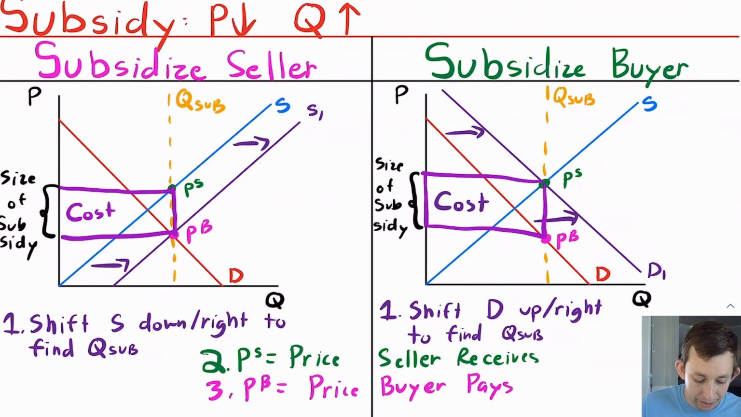So what's going to happen here, I'm going to shift the supply curve to the right by the size of the subsidy. So maybe now instead of a tax of 20 cents per donut, the government is paying a subsidy of 20 cents per donut. So I'm going to shift the supply curve to the right by 20 cents.